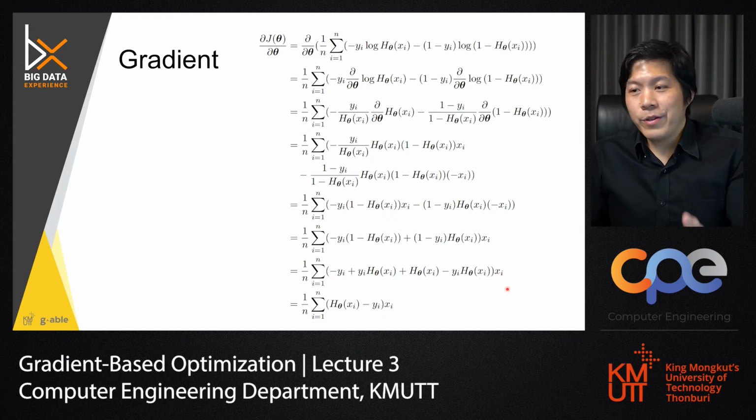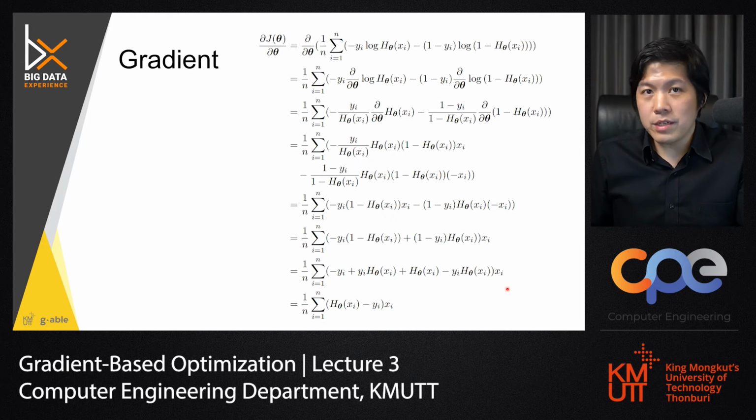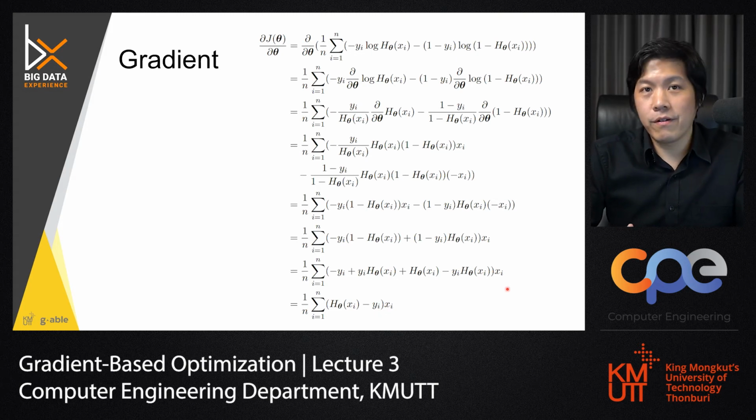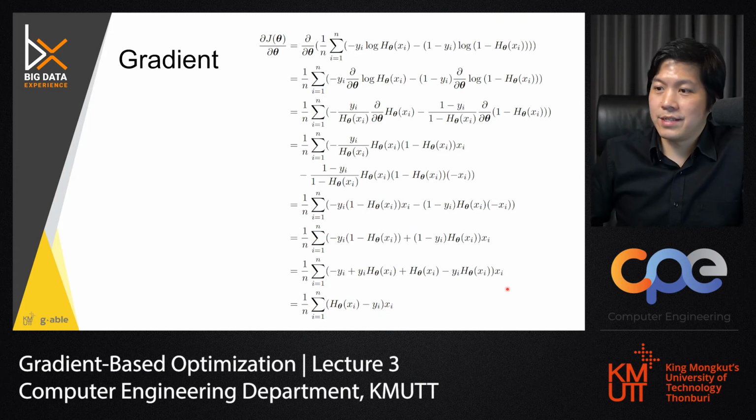Why do you need to learn this? It is possible that, suppose you work on a deep learning model, you might come up with your own architectures, your own cost function. And in order to optimize those cost functions, you will need to use gradient descent. And this is how you derive the gradient for the parameters. Okay.